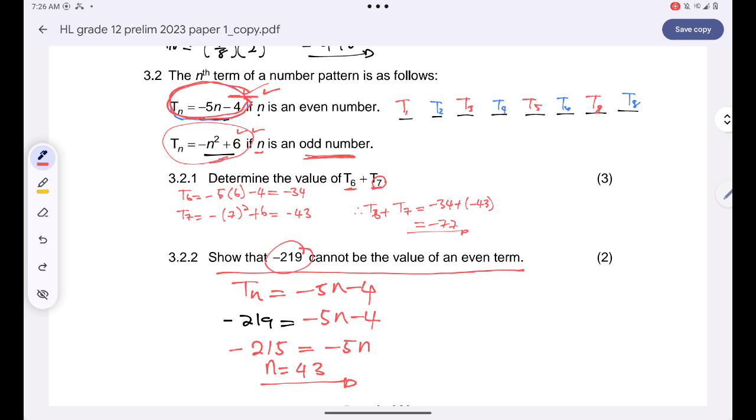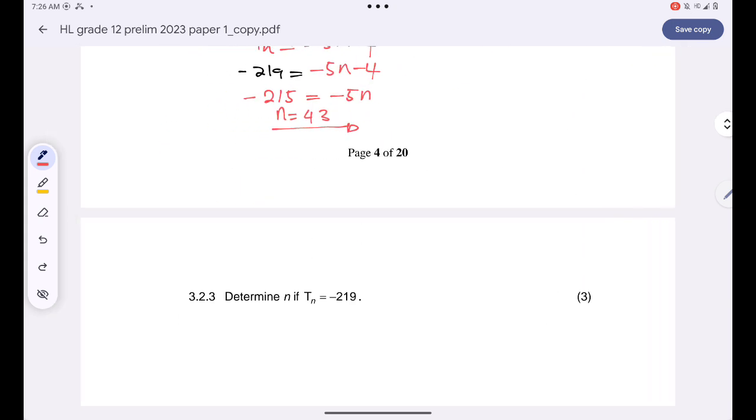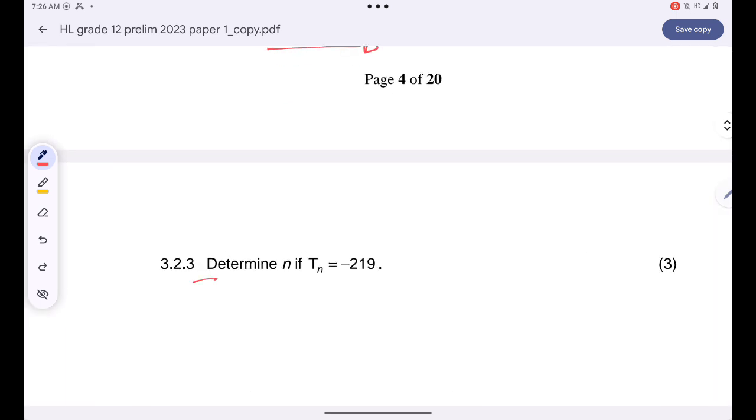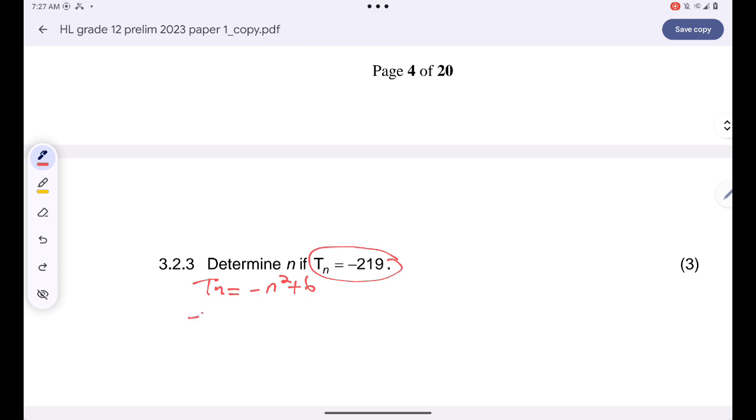This term belongs on the quadratic number pattern. Okay, so now they want us to determine n if Tn is equal to that. So Tn is equal to negative n squared plus 6. I already know that this belongs to the quadratic number pattern. That's why I'm using the nth term for quadratic number patterns. This is negative 219, equals negative n squared plus 6.